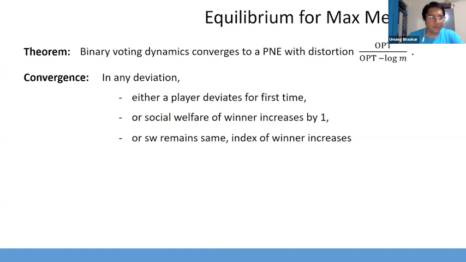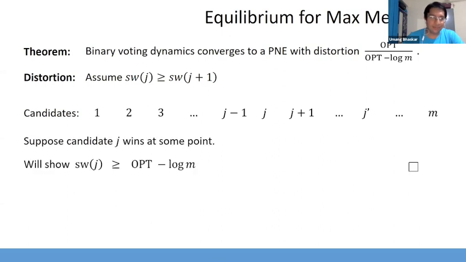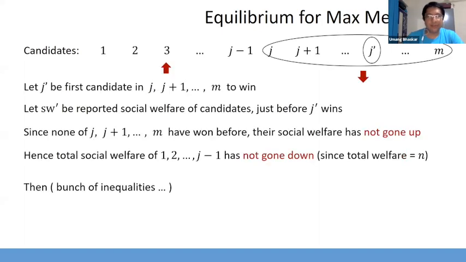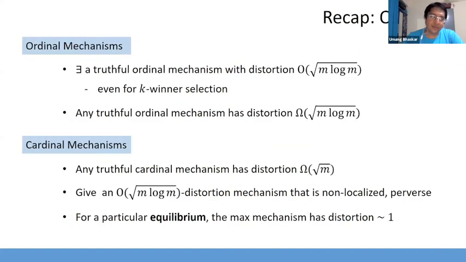So this is a proof of convergence. In fact, it converges in something like n cube steps. Let me skip the proof; I think I'm almost out of time. This is a proof for the distortion as well, and I'm going to skip the proof over here. But we thought it was nice that the simple mechanism with this natural binary voting dynamics gives you a good distortion bound. Okay, so just to recap, those were our results. For ordinal mechanisms, there are tight bounds. For cardinal mechanisms, there's this log m gap, but we get good results for equilibria.